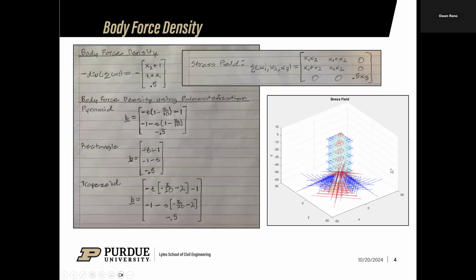So moving on to the body force density, we can calculate this by taking the negative divergence of the stress field that we have defined. I've carried over the stress field here and shown that to take that negative divergence, you would just take the gradient of the tensor field. And so we end up getting negative x2 plus 1, negative 1 plus x1, and then negative 0.5. That's what is shown here. And I decided to also show the parameterization for each body, inserting what I have parameterized just for the body itself into the body force density. And this is what is being input in the code. And we'll see that later when I show the code.